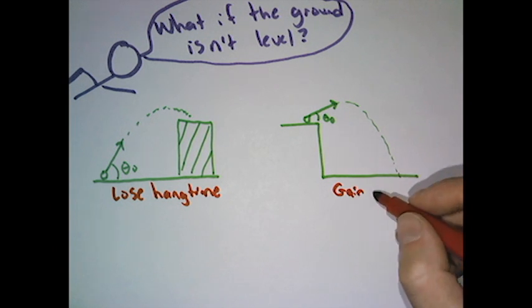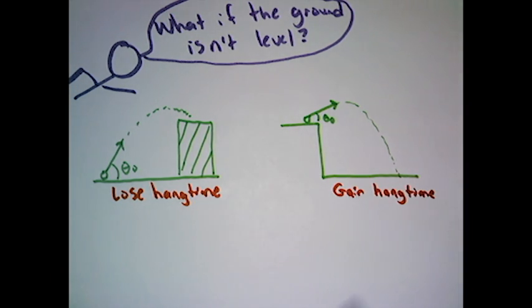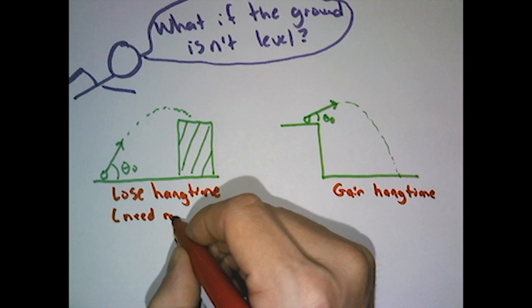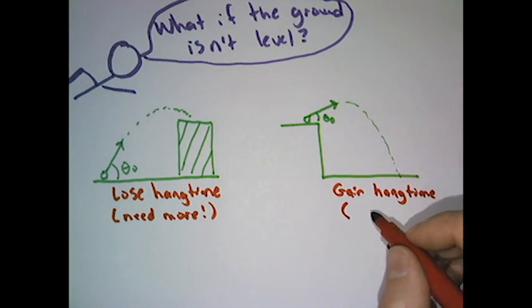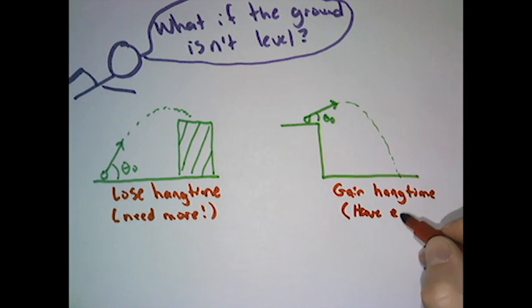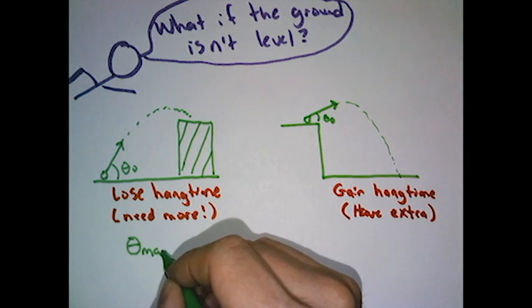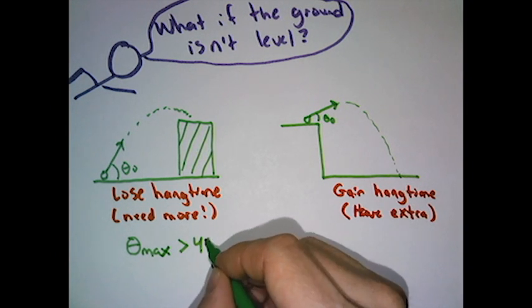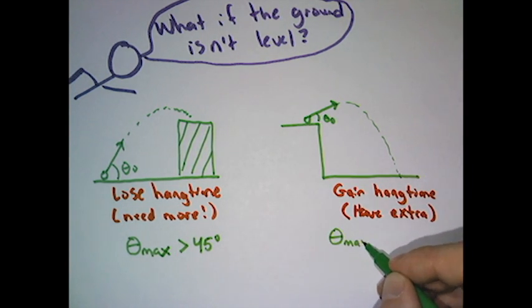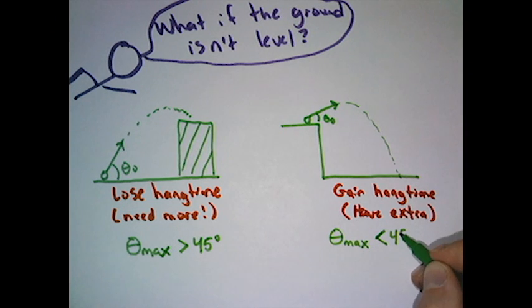So taking that into account, the one that loses hang time has to be shot at a steeper angle than 45 degrees in order to give it its maximum range, to give it that extra hang time that it needs. And the one that has the extra hang time can be shot at less than 45 degrees in order to get the longest range, to take advantage of that extra hang time with more horizontal velocity.